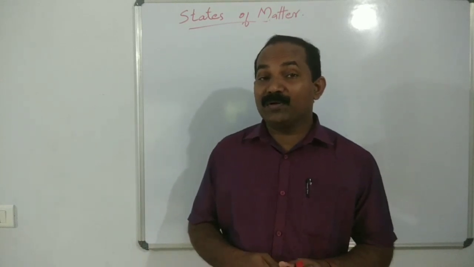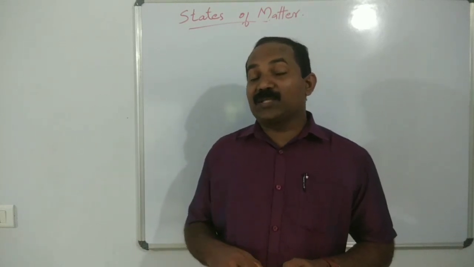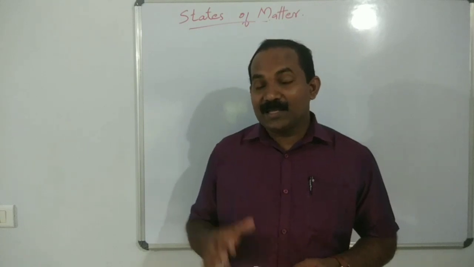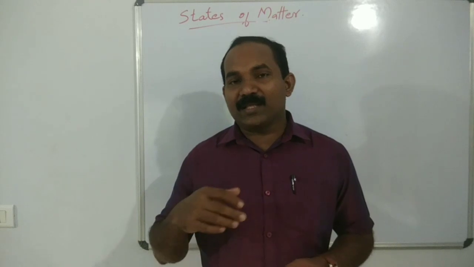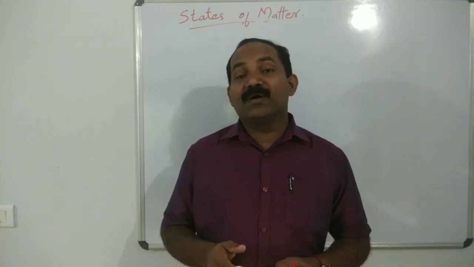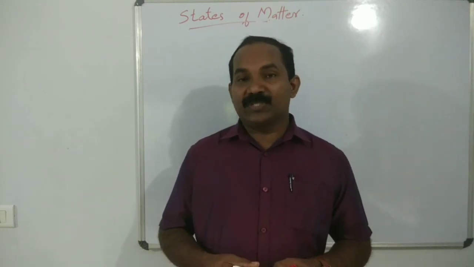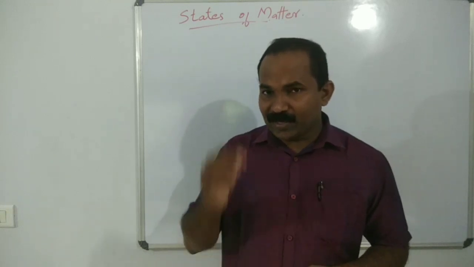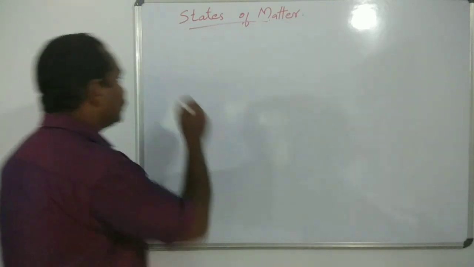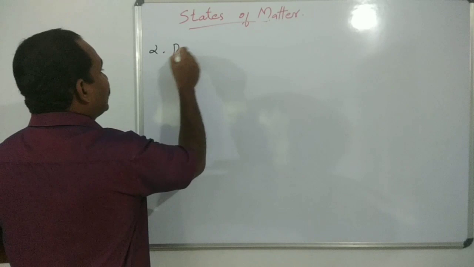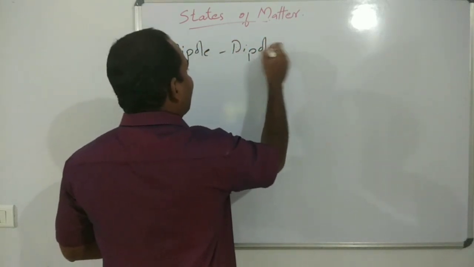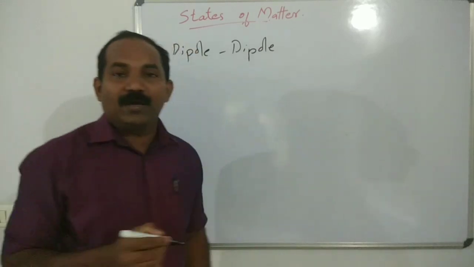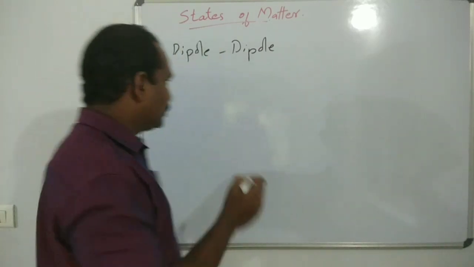What is a dipole? A covalent bond is polarized. The more electronegative atom acquires a partial negative charge and the other atom acquires a partial positive charge. That means a small charge. The second one is dipole-dipole interaction, or dipole intermolecular forces.